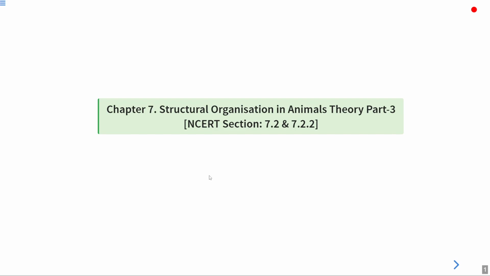Hello, everyone. Welcome to the session of Structural Organization in Animals, Theory Part 3. This is the NCERT section 7.2 and 7.2.2.